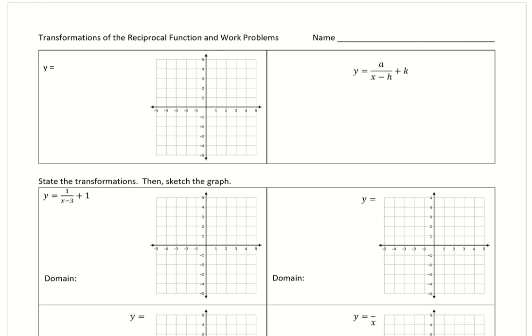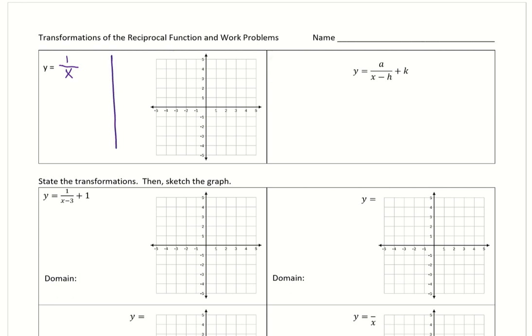Today we are going to talk about transformations of the reciprocal function and work problems. So the reciprocal function is a special kind of rational function. It's the most baseline in that it's a fraction, but it's just 1 over x. So we are going to start by graphing this function.